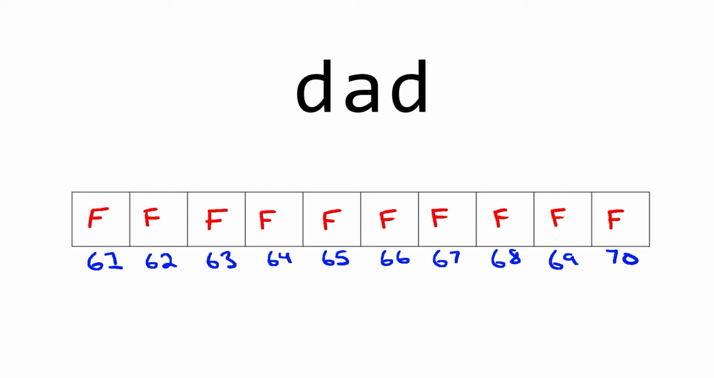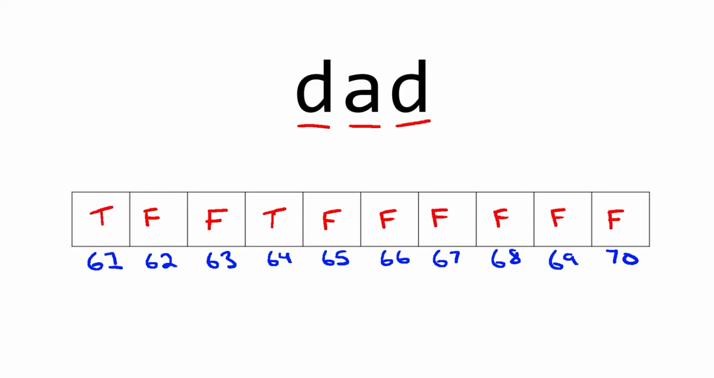Well, the first one is D. We have the letter D. Well, D, when we convert it to an integer value, is 64. Now, 64 is set to false, so we would erase that and set it to true. And then we see the letter A, that's next. Well, A converts to the value 61. So we take the index 61, change it from false to true.